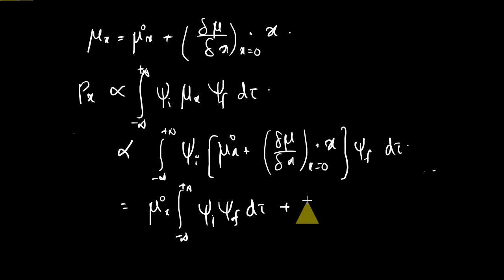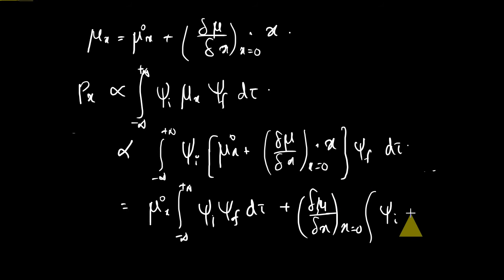So let me take this one also out of the integral sign. I can write it like dou mu by dou x at x is equal to 0, then the integral of psi I, then x is there, that is not fixed, that is the displacement, it can vary, right? So psi I x psi f d tau. Okay, that's my expression.